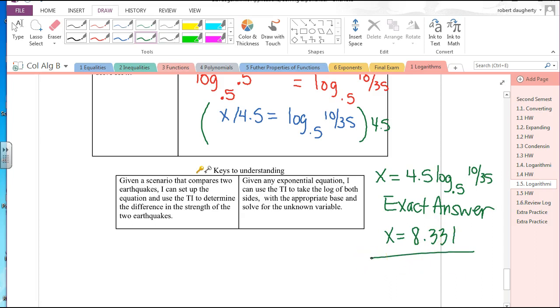Okay? That's it for today. So what you need to do, if I give you a scenario that compares two earthquakes, you can find the difference, set up the equation, use your calculator, and then give me words back that answer that problem. The other thing, if I give you any exponential equation, you can isolate the exponential term, look at whatever that base is, and take the log of that base on both sides and understand how that makes one side of the equation simplify down to just your exponent. That's the whole point of taking a logarithm, is you're solving for the exponent. Any questions over that then?